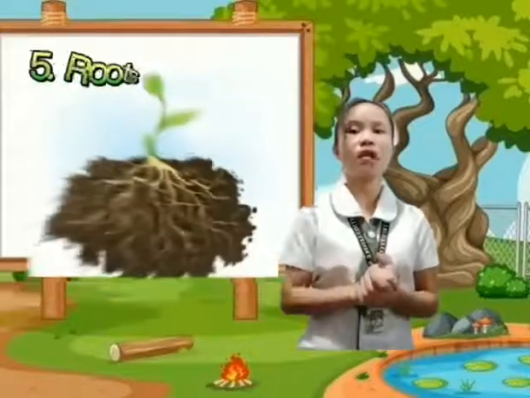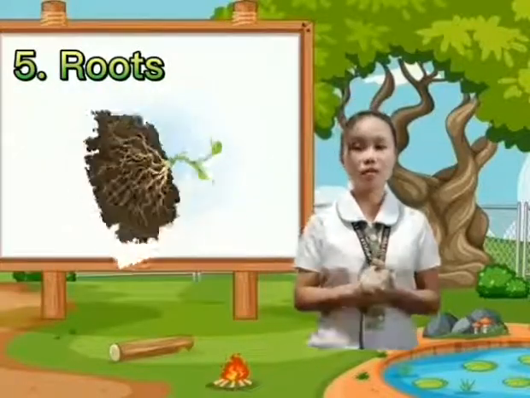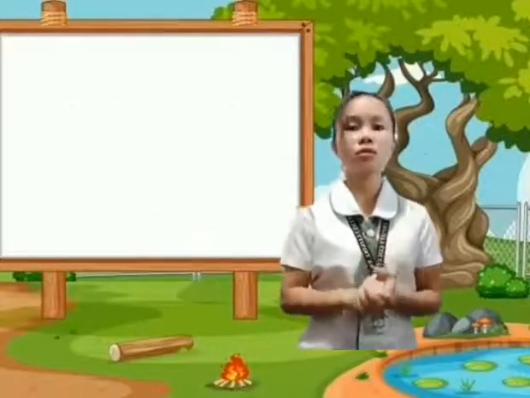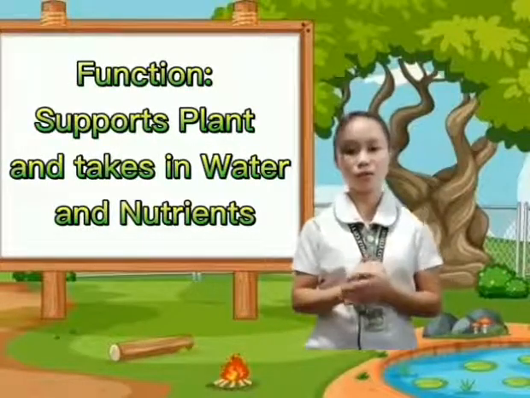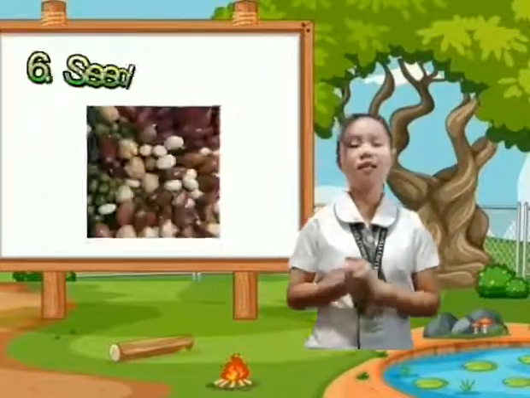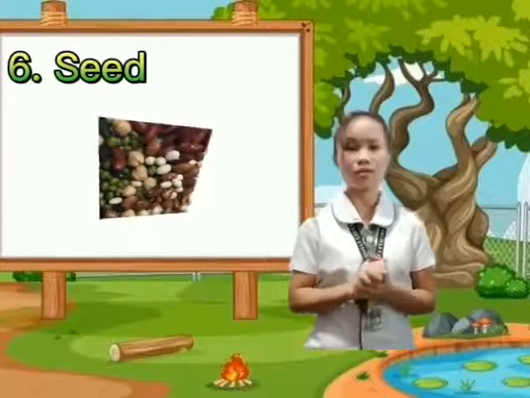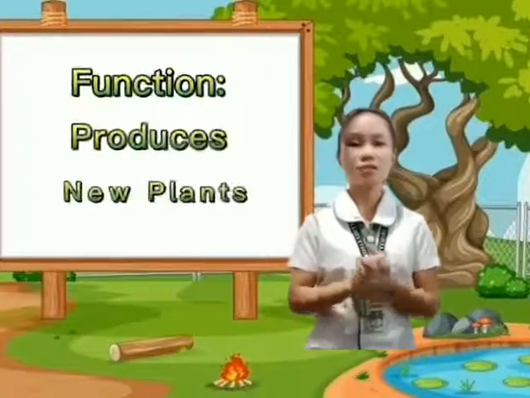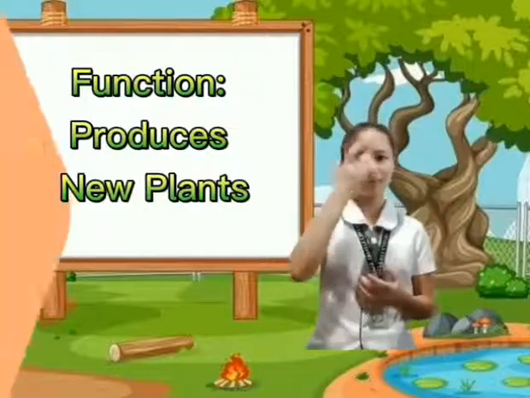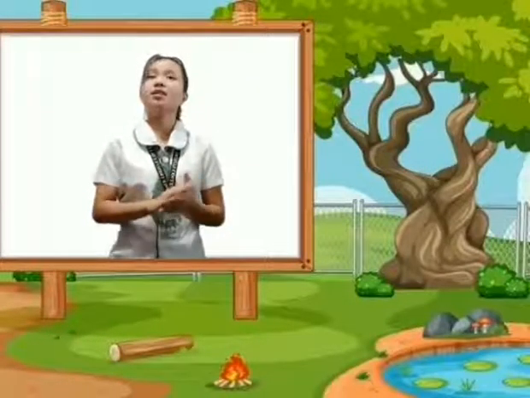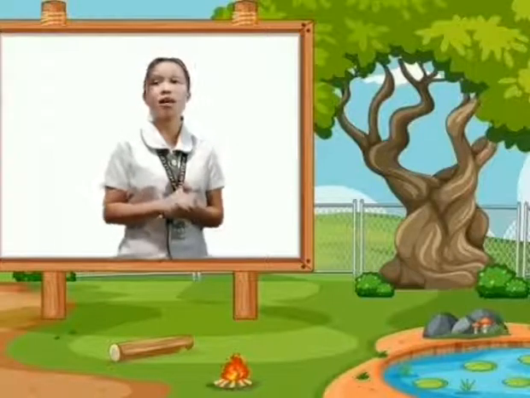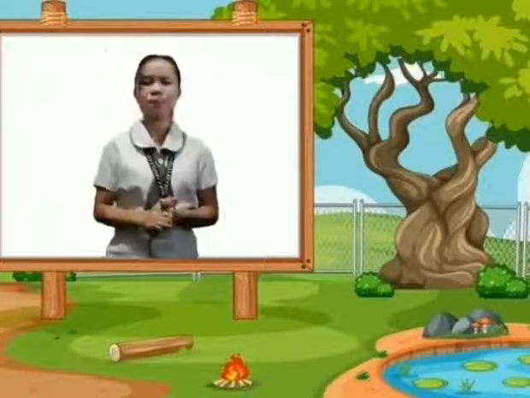And the fifth one, the roots. What is the function of the roots? Roots support the plant and take in water and nutrients. And the last one, the seed. What is the function of a seed? A seed produces a new plant. Are there any questions? Okay, since there are no more questions, let us have a recap.